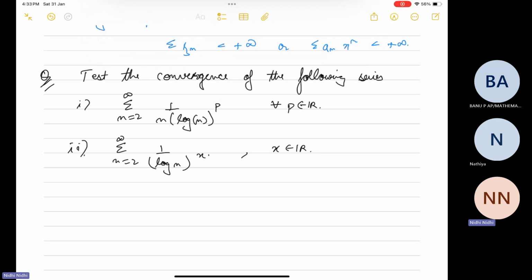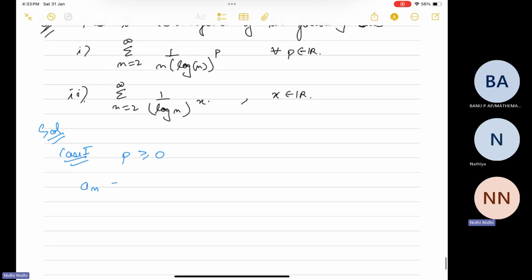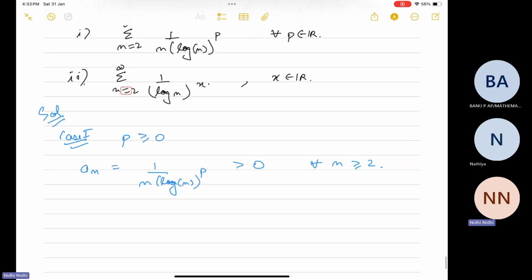Okay. Firstly, let's see the case where p is greater than or equal to 0. Case 1, where p is greater than or equal to 0. So we have an equal to 1 upon n log n to the power p. Obviously, for all n greater than or equal to 2, we know that log x is positive for x greater than or equal to 2. So this will be greater than 0 for all n greater than or equal to 2.